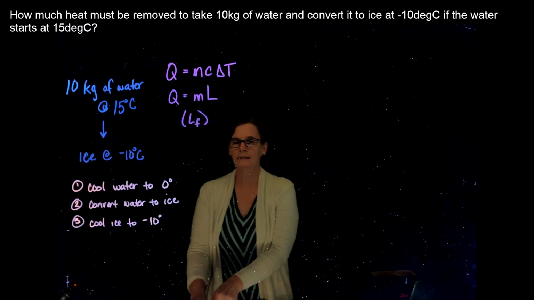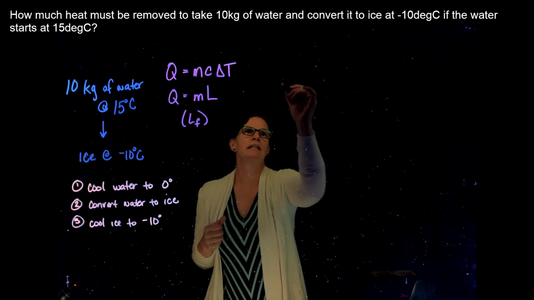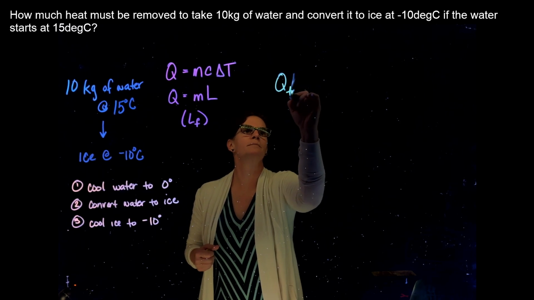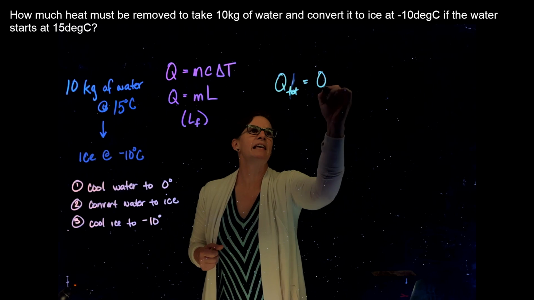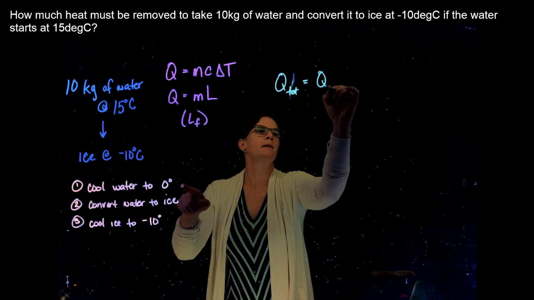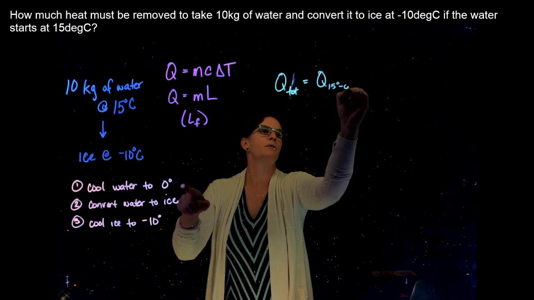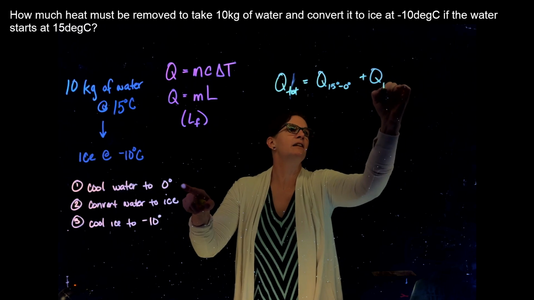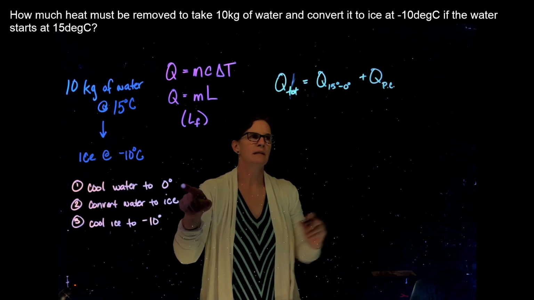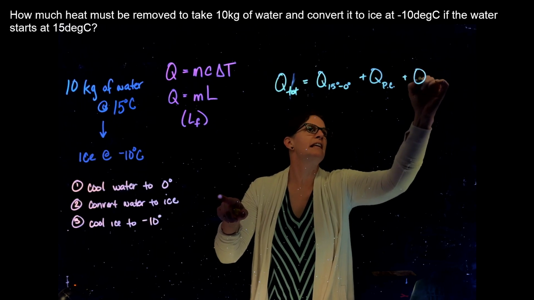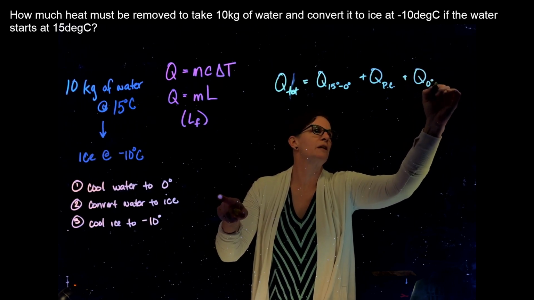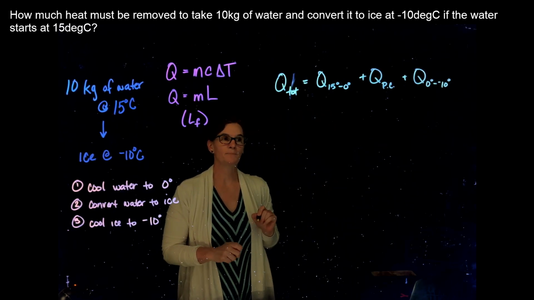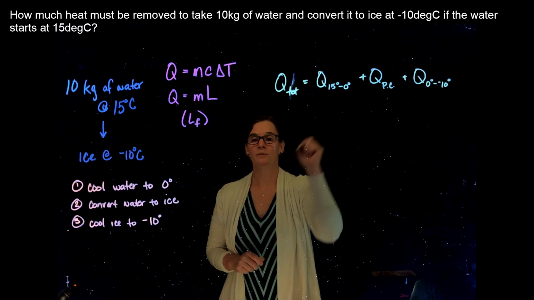So the total heat that we're going to need is going to be the heat to go from 15 degrees to 0 degrees, plus the heat for the phase change, plus the heat to go from 0 degrees to minus 10 degrees. Those are the three we need to work on. All right, so let's take them one at a time. Let's do this one first.